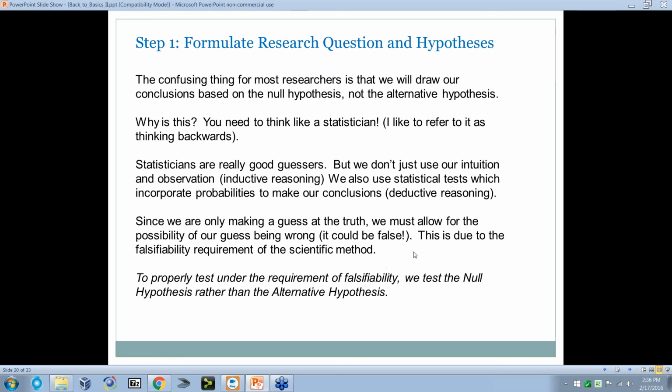Somebody can come along, reproduce it with a different group of people and come up with different conclusions. They're definitely going to come up with different numbers. Now, will their conclusions be different? Perhaps. To properly test under the requirement of falsifiability, we need to test the null hypothesis rather than the alternative. So we're testing that there is no difference, and we're going to find significance and say we have significant findings if there is a difference, or in this case, if drug A performed better.